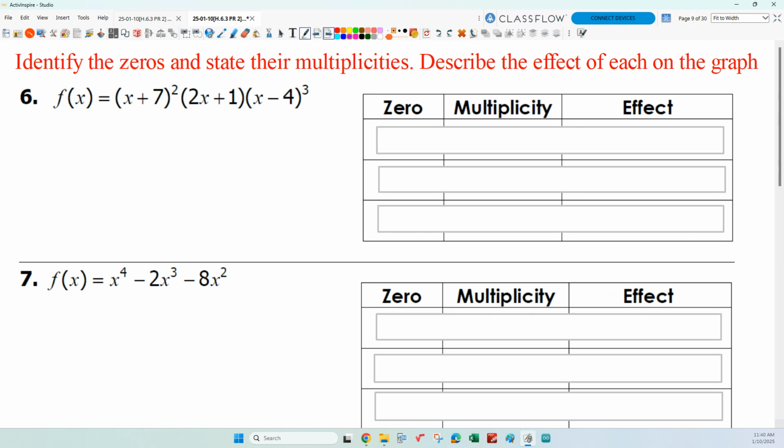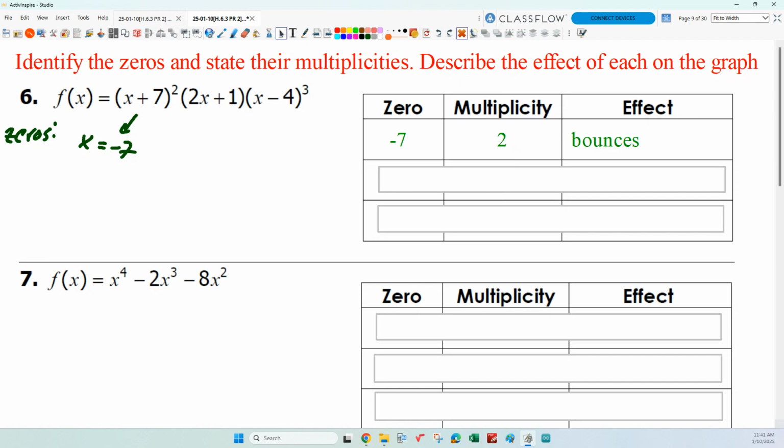So what are the zeros of this function? What's the first zero going from left to right? Everybody agree? -7? Okay. So the zero of this one gives us x equals -7. What's the multiplicity of that zero? Show me with your fingers. 2. Good, because that factor is squared. So what's going to happen with the x-intercept? Going to bounce or cut? It's going to bounce at -7.